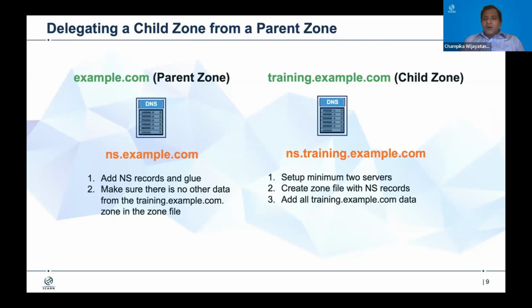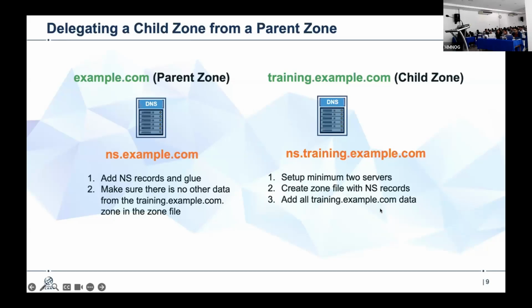I only need to know how to get to you. That is why I'm publishing your name server name and the IP address, the glue record. But after that, whatever the data related to training.example.com has to be published in the training.example.com zone, in the child zone.